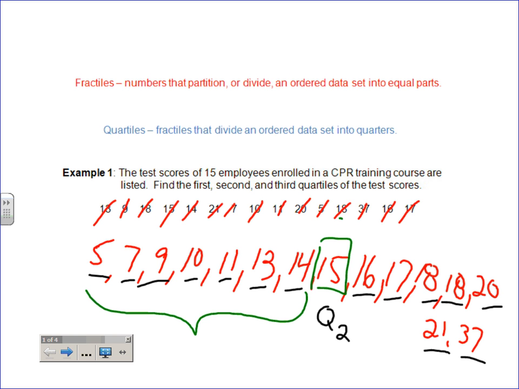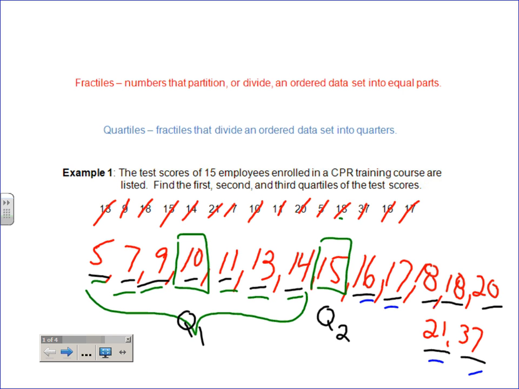So I have to use the 14, and you kind of work your way in again to find quartile 1. Very simple. And, oh, there it is. So that would be called quartile 1. And we'll do blue.